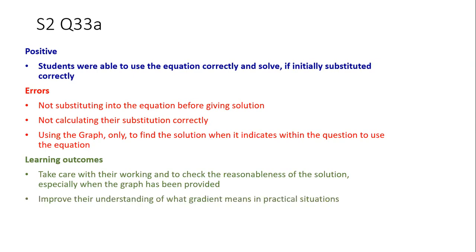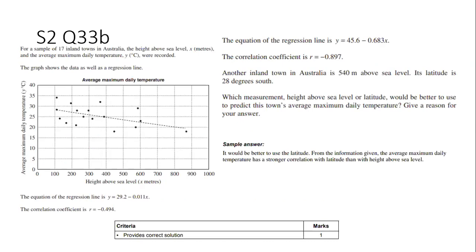33B. Now, 33B obviously carried on, and for 1 mark, there's a fair amount of reading on there, and it just carries on that they're converting or comparing one graph to another type, and they're talking about whether or not the height above sea level or latitude would be better. So there were actually 2 parts that they needed to do for this. They needed to identify and be clear with, was it height above sea level or latitude, and why?